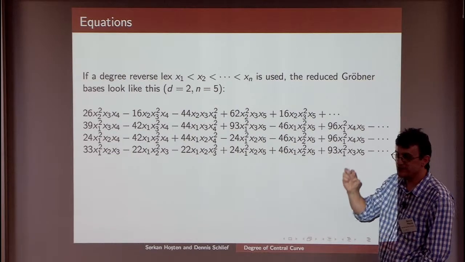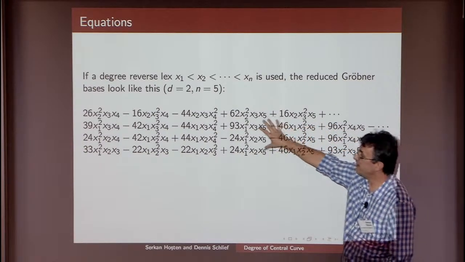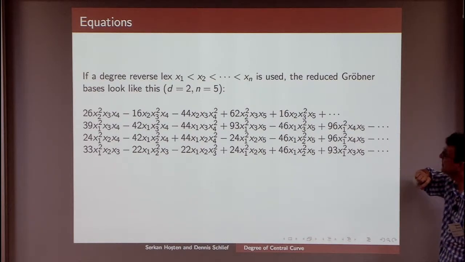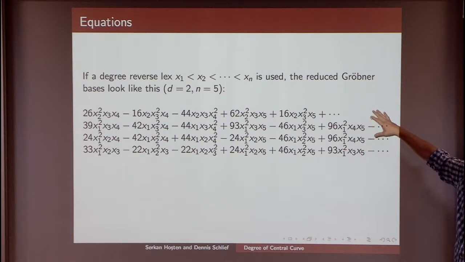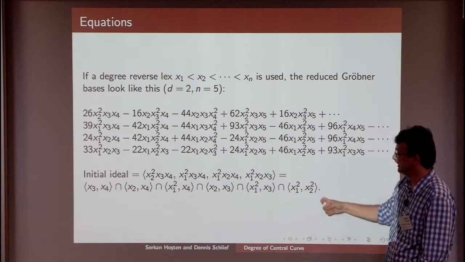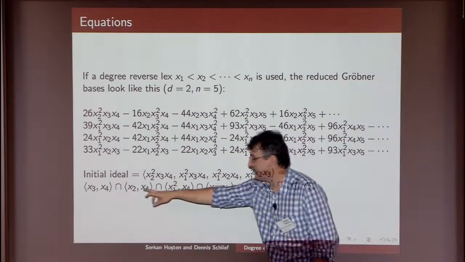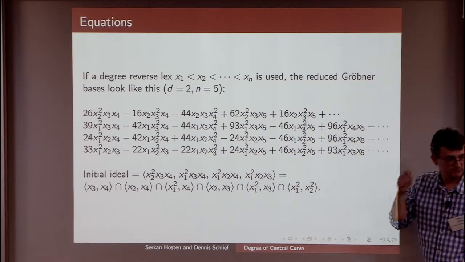But the point here is that with respect to a degree reverse lexicographic order, let's say for d equal to 2, n equal to 5, I get the following Grobner basis, plus of course Ax equal to b, the equations. The initial ideal is generated by those 4 monomials. Here is the decomposition, and if you add up the degrees, it's going to be equal to 11. It should be the case.